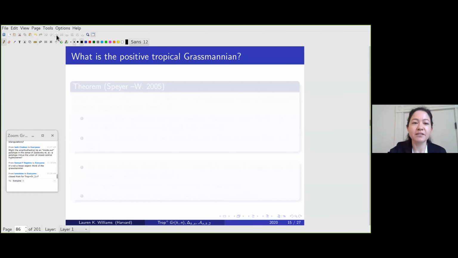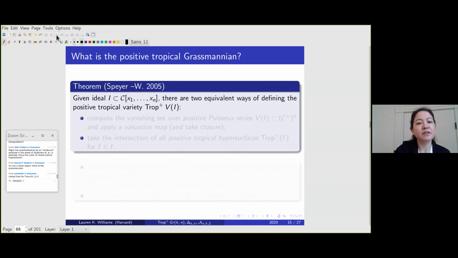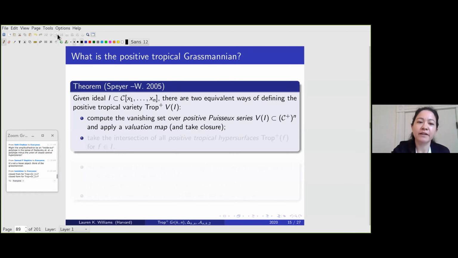So, okay, I ought to tell you what the positive tropical Grassmannian is. First of all, one can define the positive part of any tropical variety, and that's what we did in our old paper. So given an ideal I in a polynomial ring, there are two equivalent ways of defining a positive tropical variety. I'm just going to define them very vaguely because we don't really need the precise definition. One way is by computing the vanishing set over the positive Puiseux series, applying a certain valuation map, and taking the closure. Another way is to take the intersection of positive tropical hypersurfaces associated to polynomials f in our ideal I.